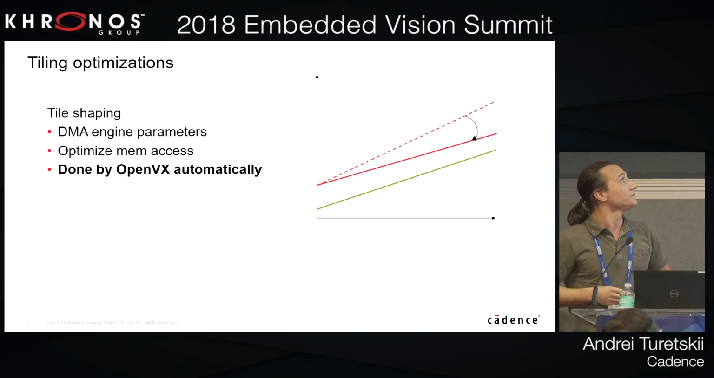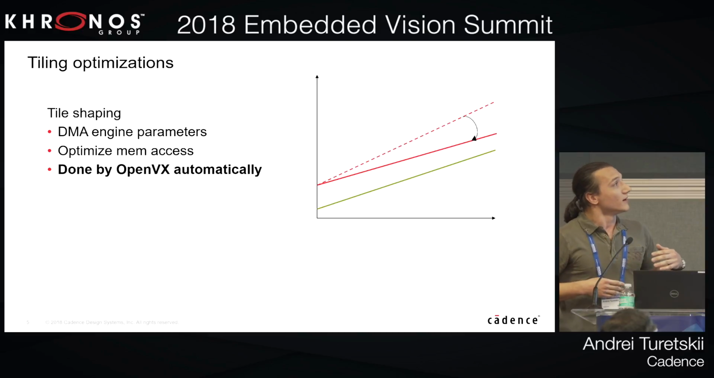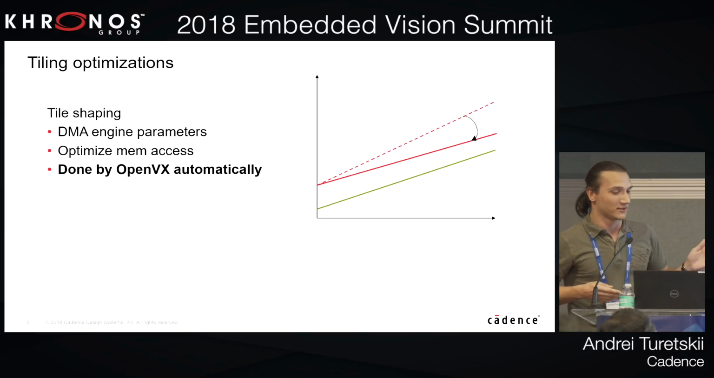For example, one of these techniques is called tile shaping. Basically, when we know the DMA engine parameters, we can choose a tile size so that we minimize data transfer time. That would make the red line flatter, which is good, so there are more chances that the green and red lines cross within memory limits. Again, for tileable kernels, this is done by OpenVX automatically. Developers don't need to think about it.